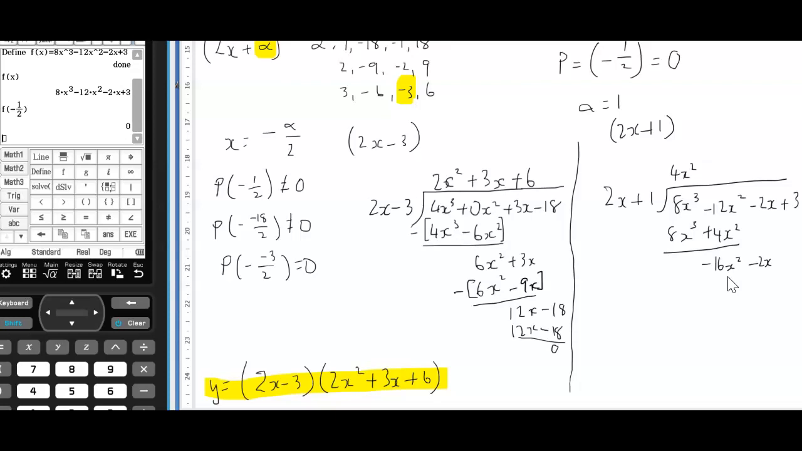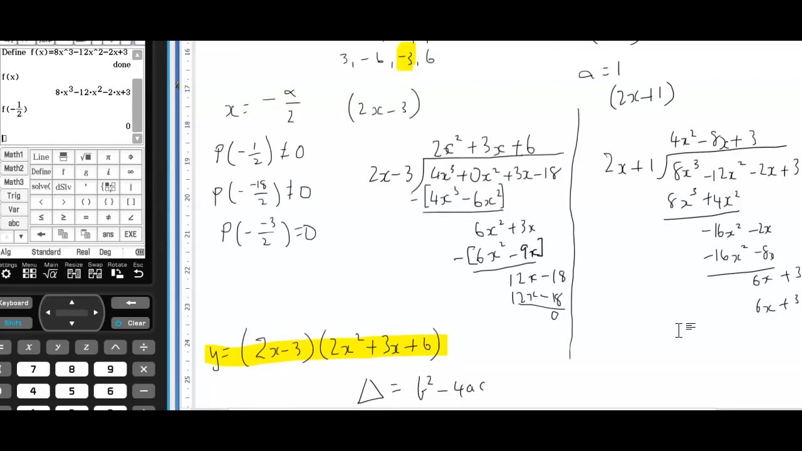2x into negative 16, negative 8x. So what is that? Negative 16x squared minus 8x. We're going to have 6x plus 3. And then we're going to have 2 into 6x is 3. So 6x plus 3. All right, and that will give you 0, which is what we wanted.